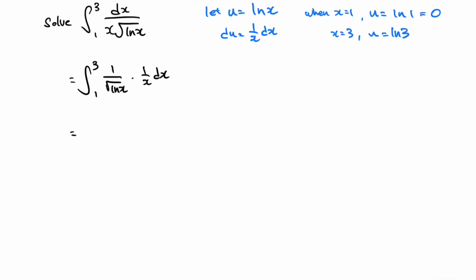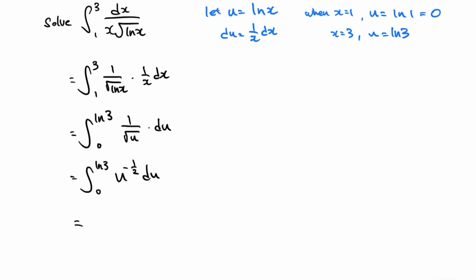Then I can substitute our u. When x is equal to 1, our u is 0. When x is 3, our u is ln 3. And 1 over the square root of ln x is 1 over square root of u. The following is exactly our du. Then that is the integral from 0 to ln 3 of u to the power of negative half du.